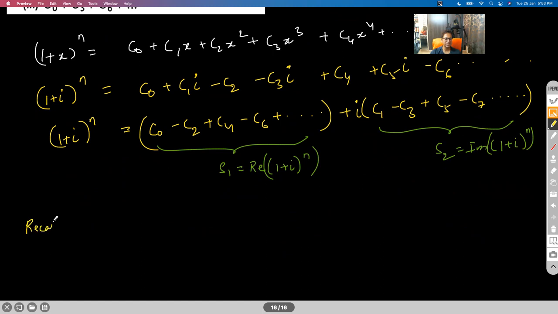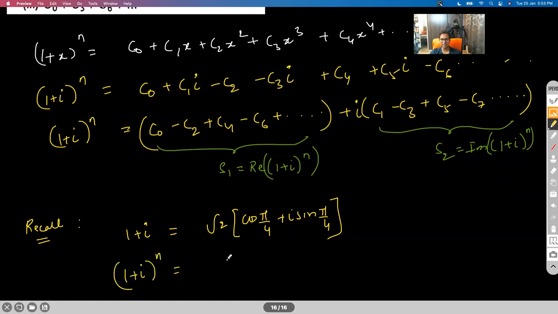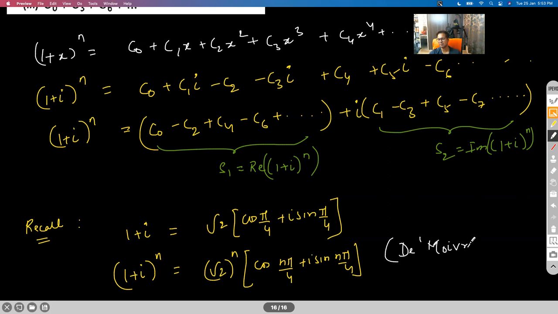Everybody recall that you had already done 1 plus i in polar form. How do you write it in the polar form? Root 2 times cos pi by 4 plus i sin pi by 4. Everybody remembers complex numbers? Please revise all these things because they are going to be tested. So if I raise it to an integral power, by De Moivre's theorem, which theorem? De Moivre's theorem, I'm trying to pronounce it correctly. I can write it like this, correct?